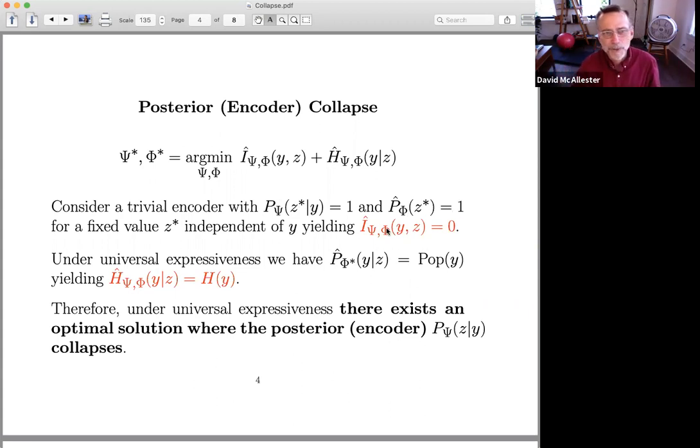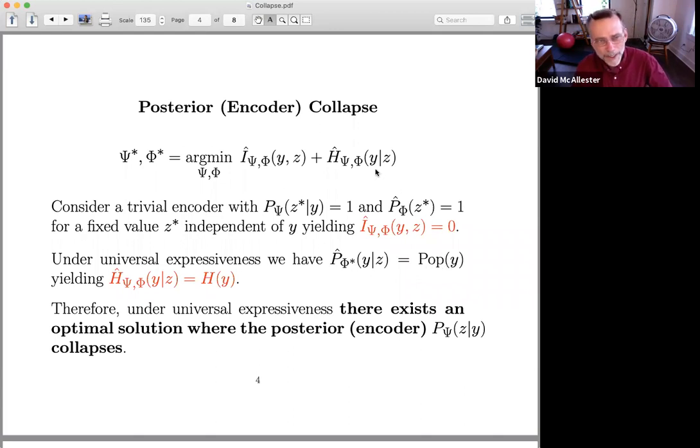It just does nothing interesting. In that case, the mutual information is 0. There's no mutual information between this trivial encoder and y. And in fact, this upper bound estimate is immediately 0 also, because this is trivial to model. And then if we're modeling the probability distribution of y given z, well, y now is independent of z. So this is just the population distribution on y.